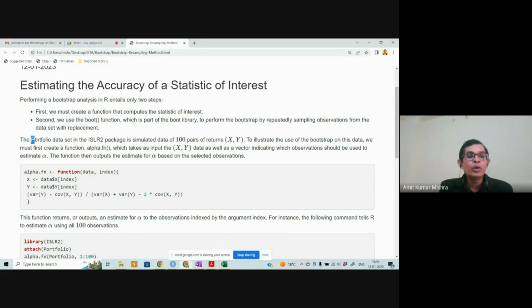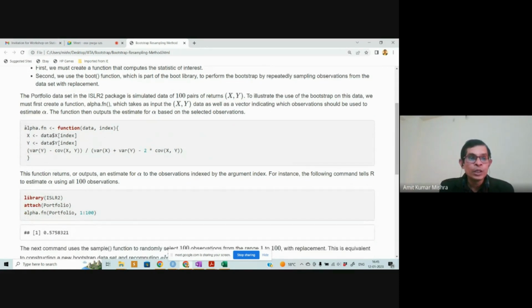So here I am going to use the portfolio dataset. This is available with the package which is related with this book. And this contains 100 pairs of returns X, Y. Okay. So first we will define the function alpha. I am defining the function alpha.fn. What it is defining actually is that the function will contain data and it will contain index. So it will have two things, data and index. That means the name of the data file, and index means, for example, in your data you have 100 data points and you are only interested in 1 to 5.